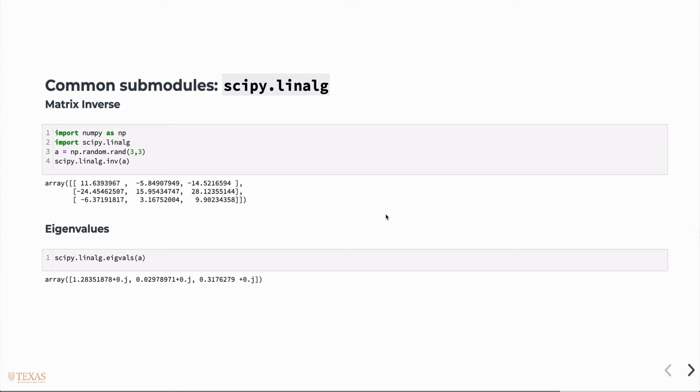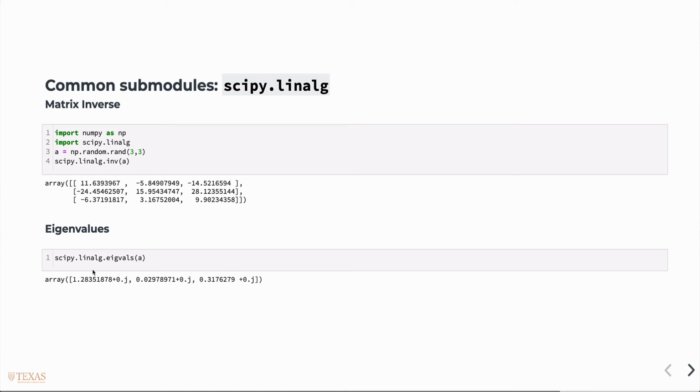Linear algebra, like we talked about. So in this case, we just created a random 3x3 matrix using the NumPy data structure, and then we can use the SciPy linear algebra submodule to take the inverse of that matrix. We do that here, and likewise the eigenvalues.